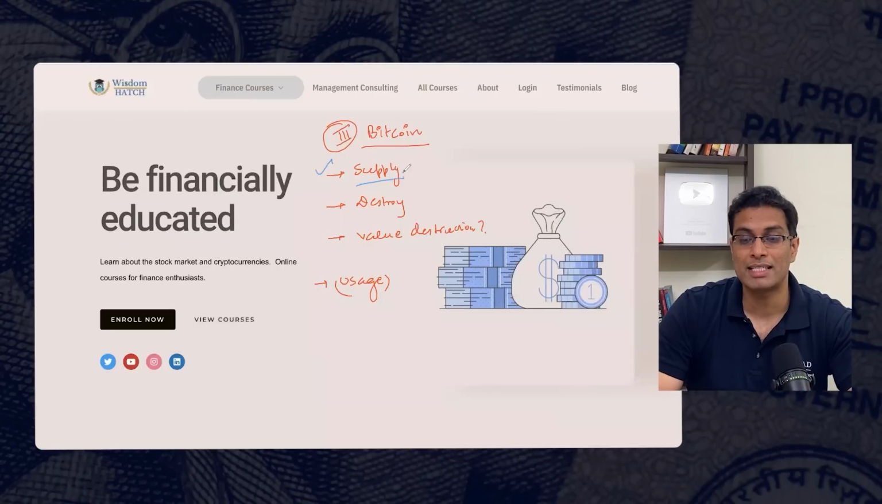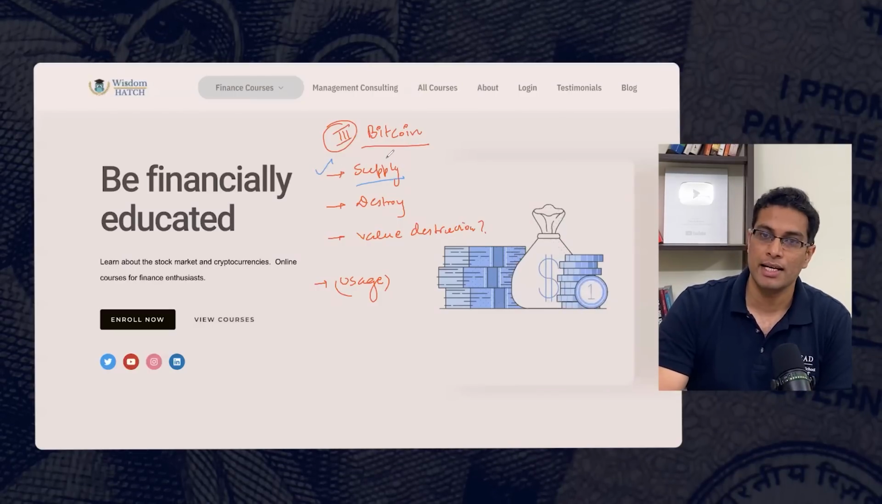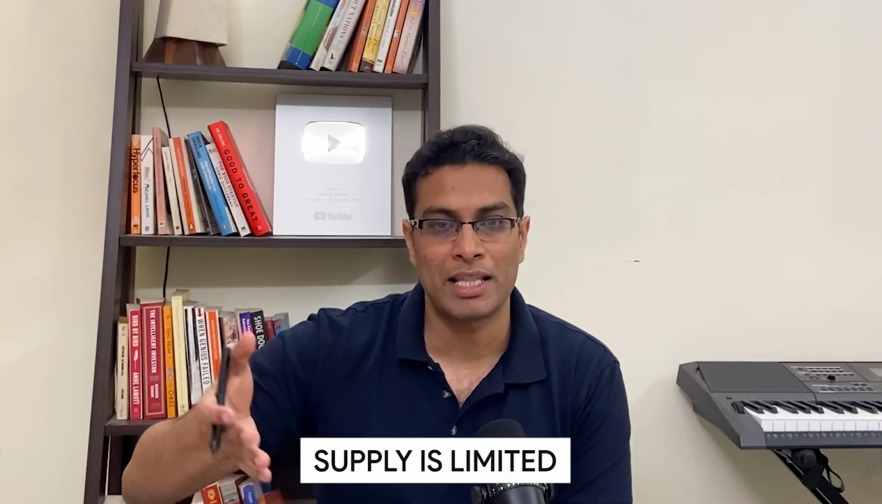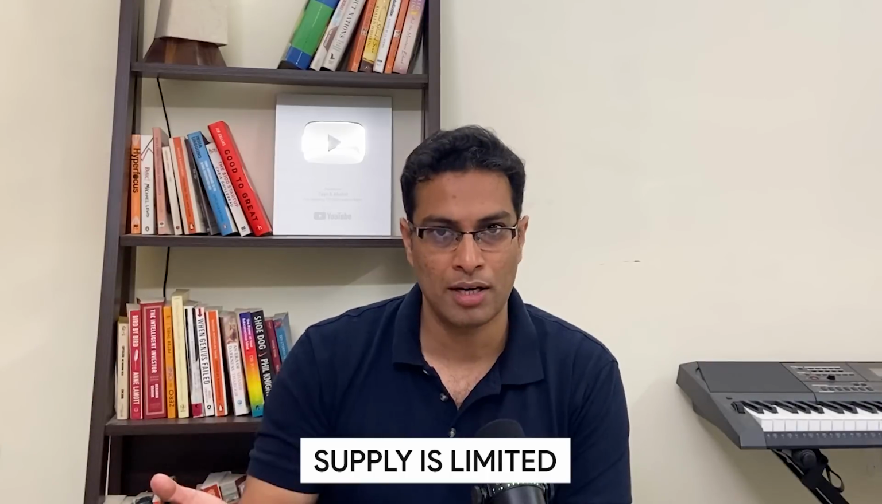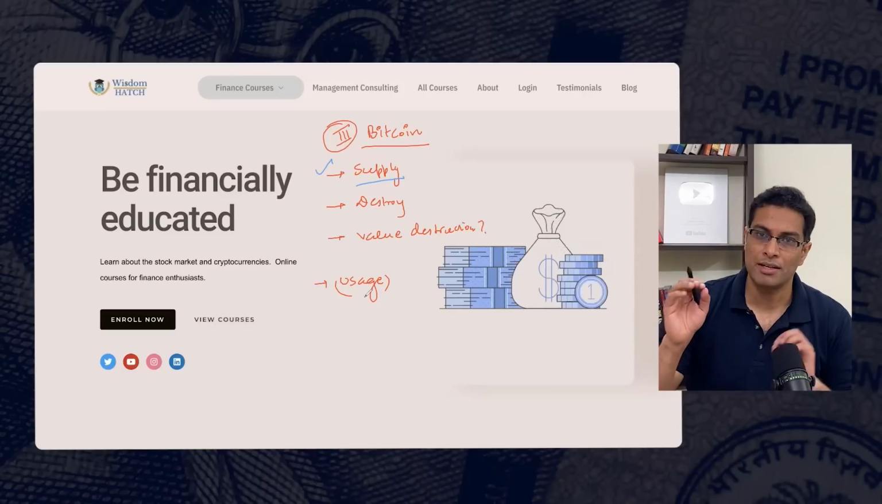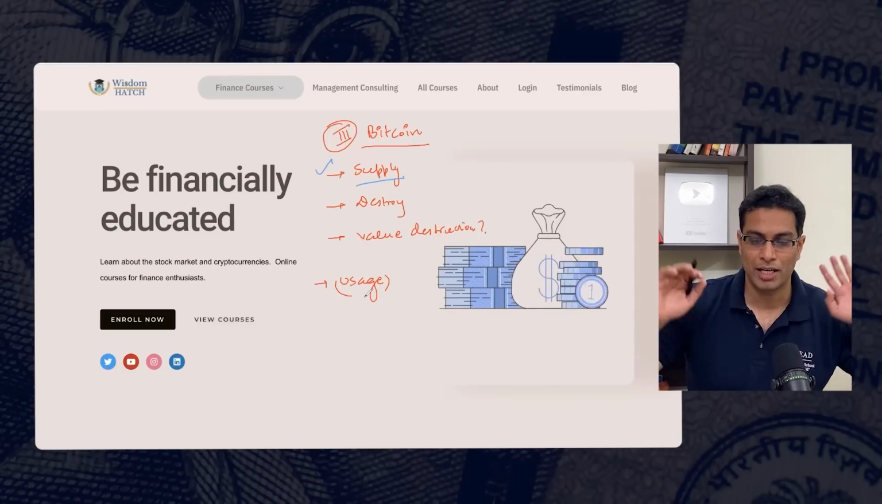So, number 1, is the supply of Bitcoin limited? The answer is yes. The supply is 21 million Bitcoins, and it is one of the hardest assets out there because the supply is mathematically driven as per the smart contract, and that smart contract has not undergone a fundamental shift in its 13 years of existence. So this is a fact. I'm not giving you any hypothetical things here.